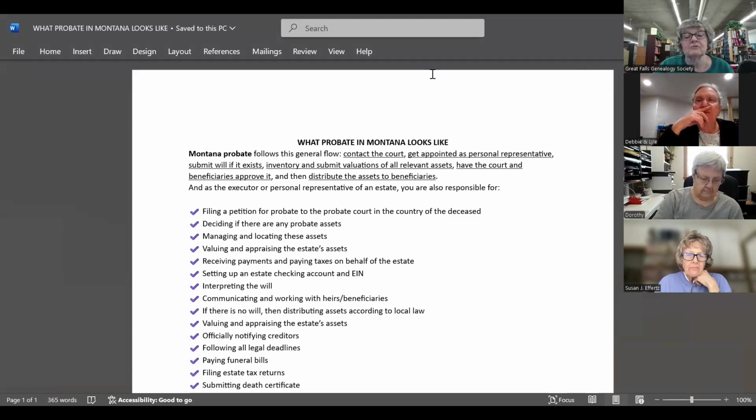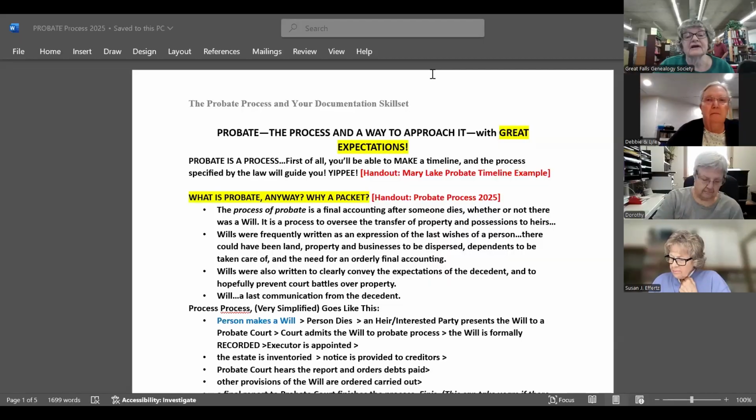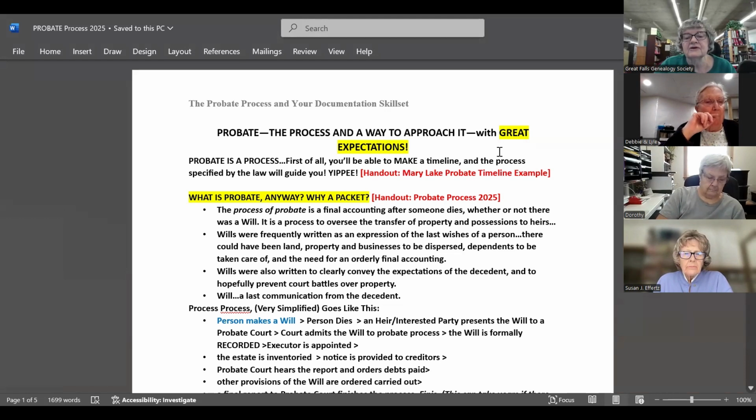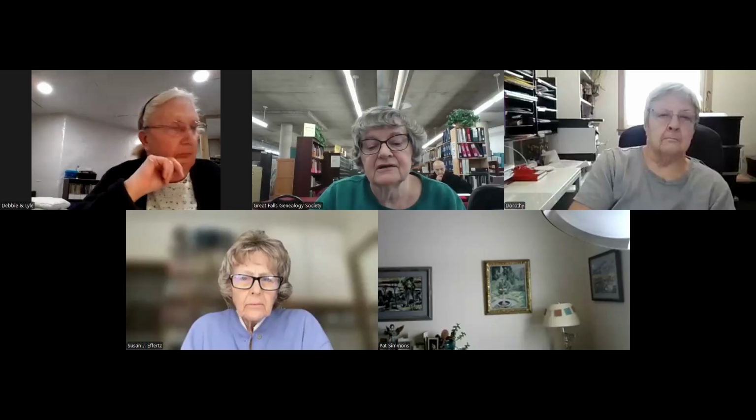I'm going to go back again to the next thing, which is kind of the main for me, the probate process, and a way to approach it with great expectations. This will give you at least a pretty brief outline. It tells you where you want to use your handout, etc., for at least two of the handouts.